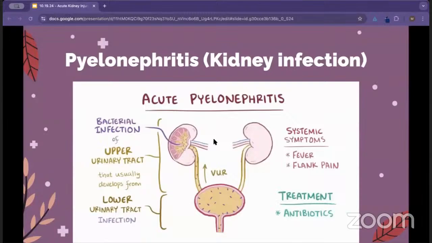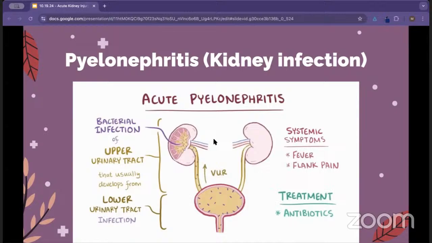Now let's talk about pyelonephritis, which is another type of kidney infection or UTI. Pyelonephritis is basically an infection of the kidneys, which is more severe than cystitis, because remember, cystitis is localized to the bladder itself. Pyelonephritis usually results from ascending infections where bacteria travel up from the bladder, up the ureters, and to the kidneys. So you would have systemic symptoms like fever, because in cystitis you wouldn't have fever, but in acute pyelonephritis you would have fever.